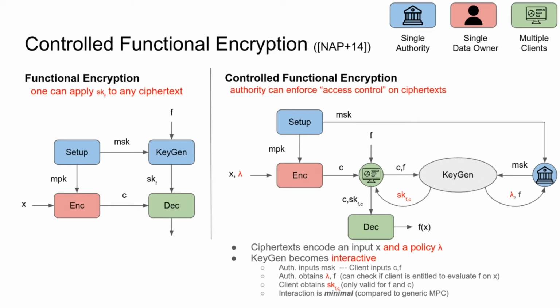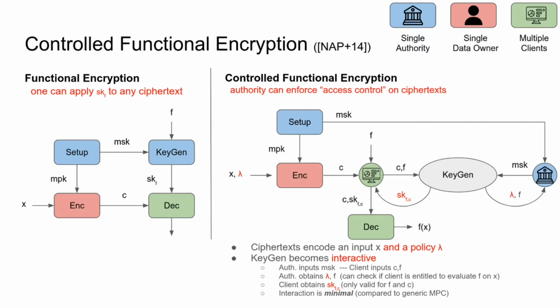In controlled function encryption, the key generation algorithm becomes a two-party protocol between the authority and the client, where the client provides both the ciphertext and a function, and the authority uses their master secret key. At the moment of encryption, the owners can choose a certain access policy called lambda that specifies what functions can be computed on the data and who can obtain the result. During key generation, the authority decides, based on this policy lambda, whether the key request is to be granted or not. If so, the client will receive a function key that is only functional on the requested ciphertext.